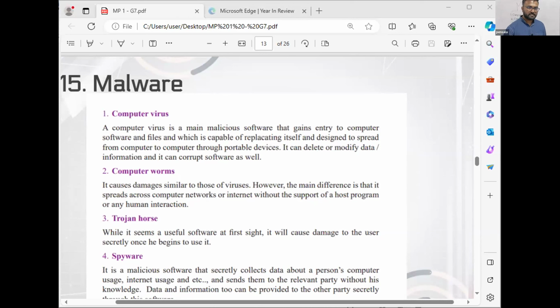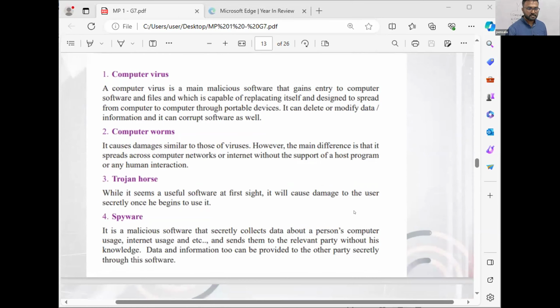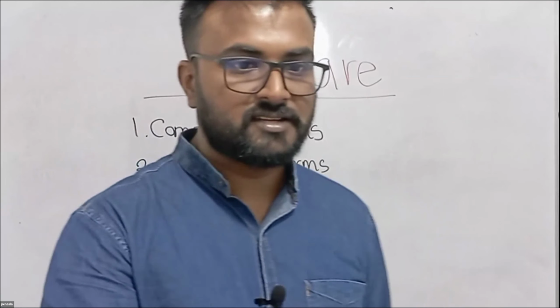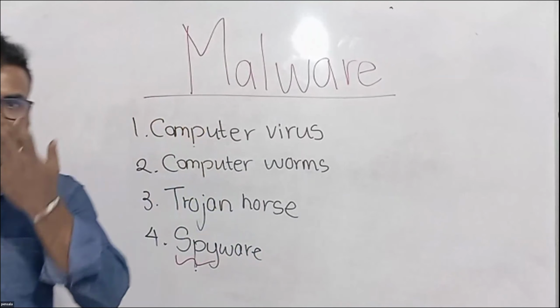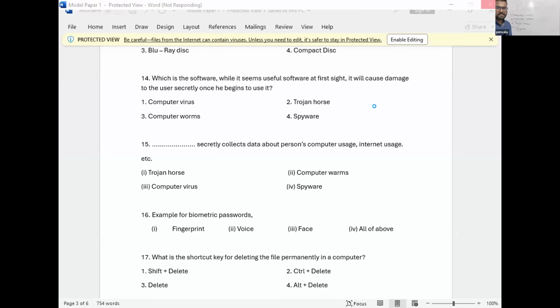So if we take the action and go to the section, what's the answer? I think most of you have given the answer, so I just want to explain. For the 14th one, the answer is Trojan horse. It is useful at first sight, but it's harmful. So it will cause more damage, right?